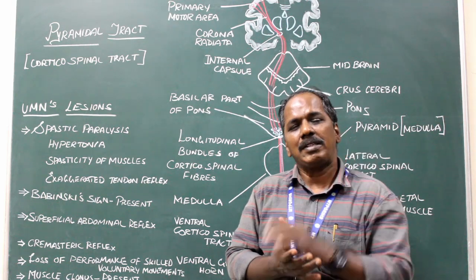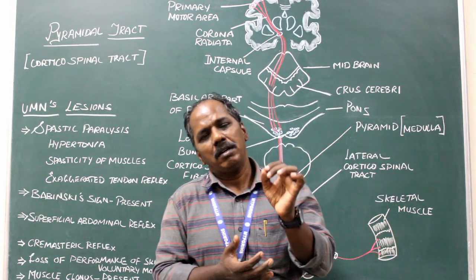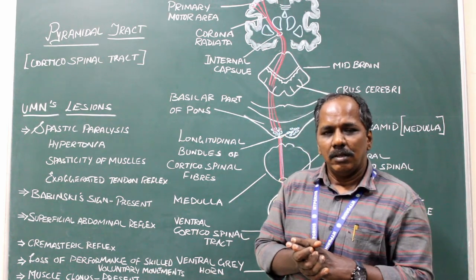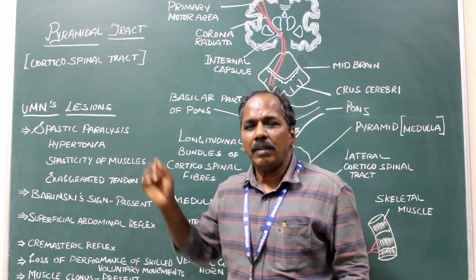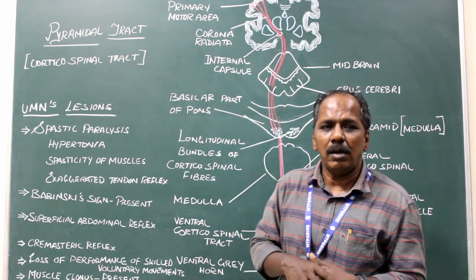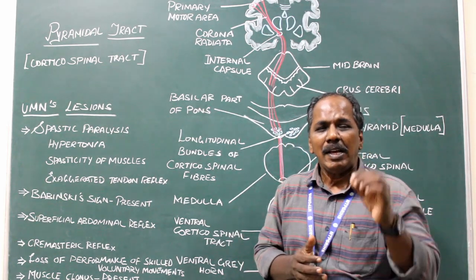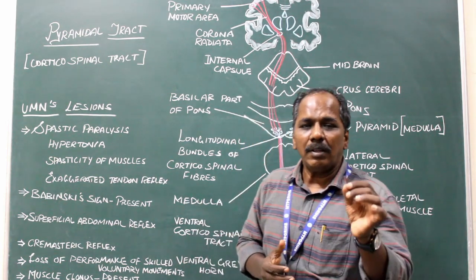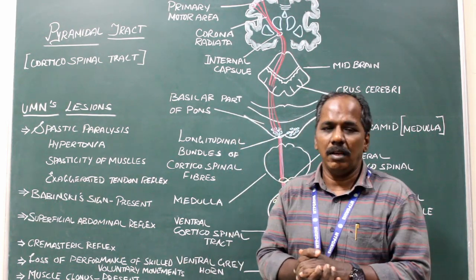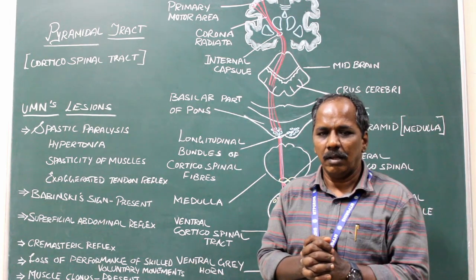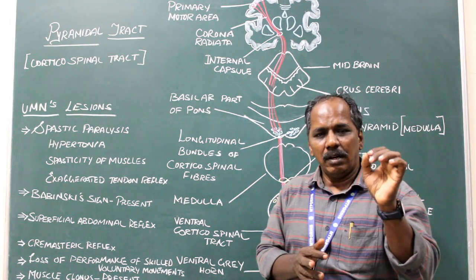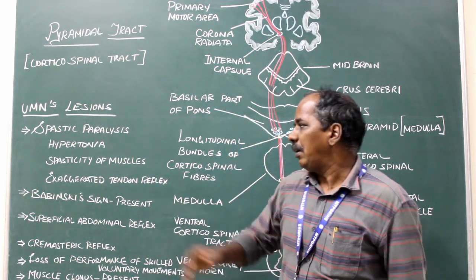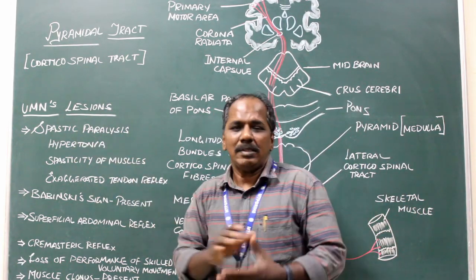Upper motor neuron lesion, or lesions of the corticospinal tract. The lesion of the corticospinal tract, or upper motor neuron lesions, results in hemiplegia with or without the involvement of cranial nerves. The clinical features or signs of the upper motor neuron lesions are: number 1, spastic paralysis.